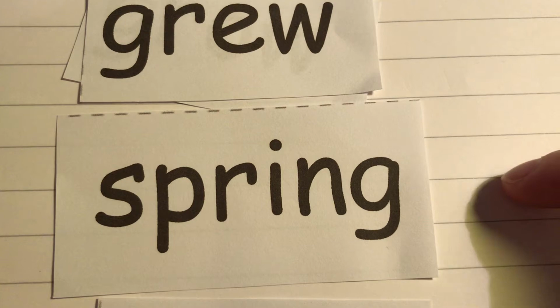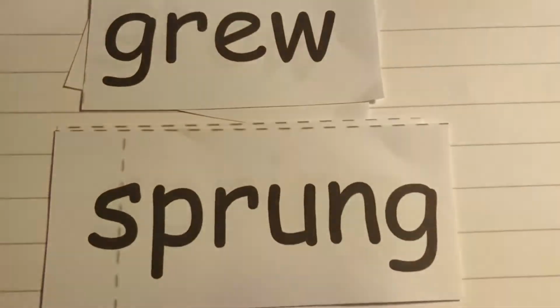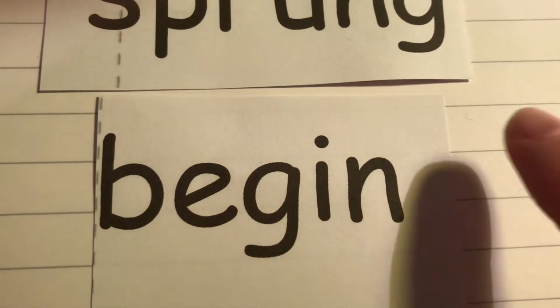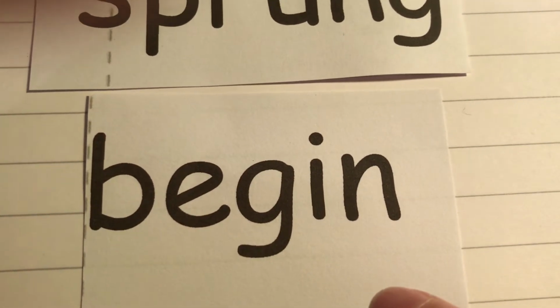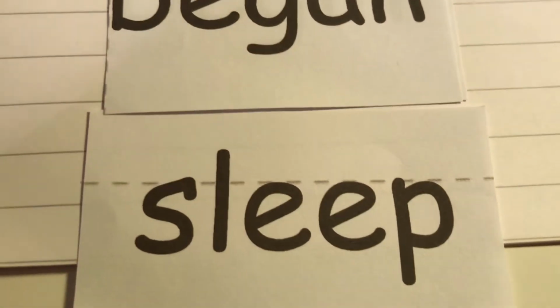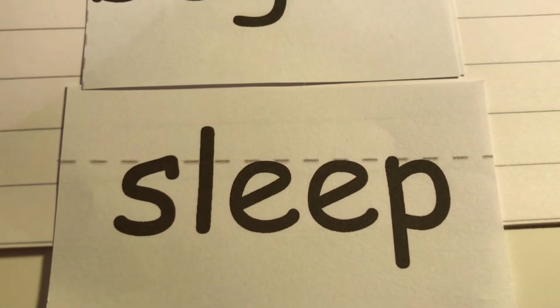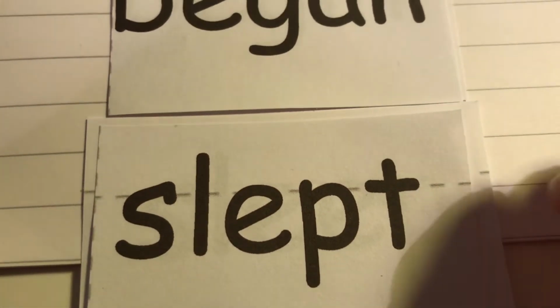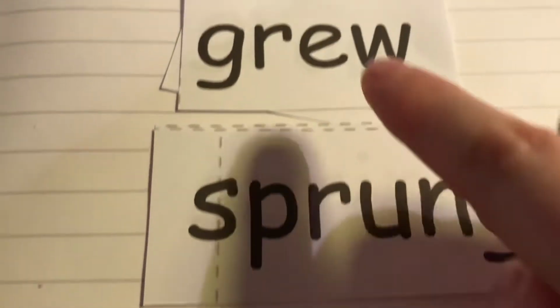Today I spring into action. Do I write springed into action? No. Yesterday I sprung into action. Today I begin writing my story. Do I put ed on the end? Today I beginned? No. Well done. Yesterday I began. Fantastic. And here we have sleep. Today I sleep. Yesterday I sleeped? No. Yesterday I slept. So I've got to remember these exceptions to the rule as I write my story today.